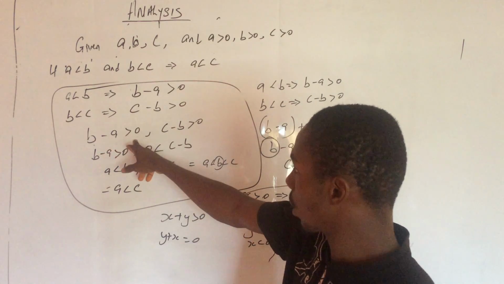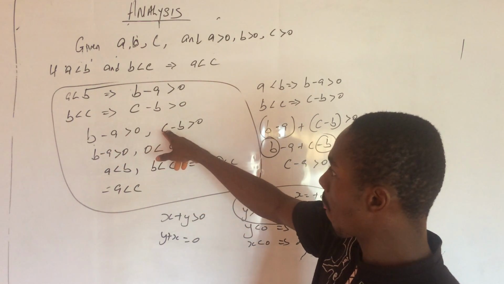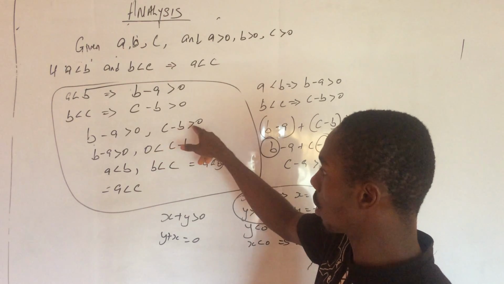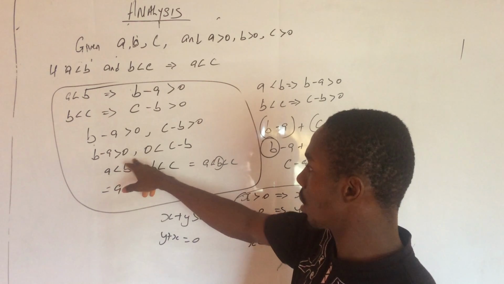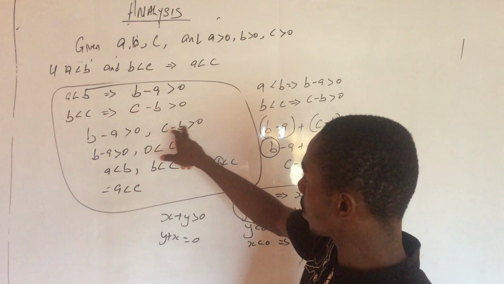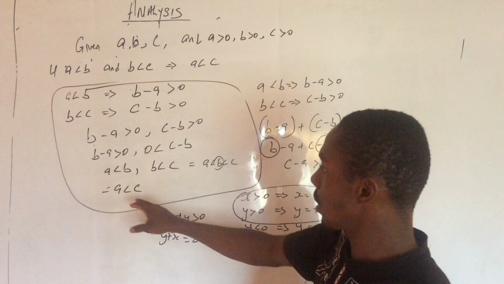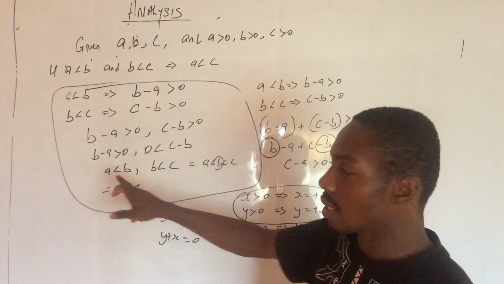Now, B minus A is greater than 0, and here, C minus B is greater than 0. So now, B minus A greater than 0, and also 0 is less than C minus B, and A is less than B, and B is less than C. Automatically, A is less than C.